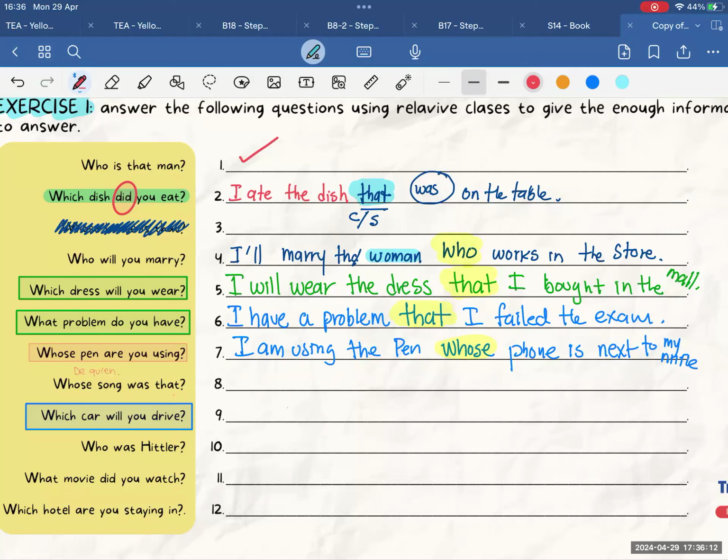I will drive the car who. No, who? The car. Because you are connecting the car, it's an object. That. That, yeah. I will drive the car that.